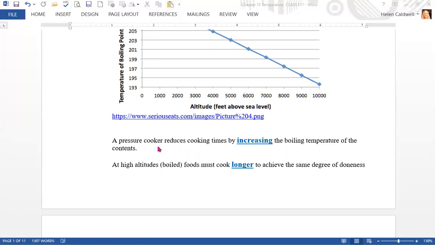So at a high altitude, without an Instapot or a pressure cooker, food has to cook much longer to have the same degree of doneness. So if you're boiling eggs, an egg that's perfect at sea level, boiled for 3 minutes, will not be perfect on the top of Mount Everest. It will be undercooked. The higher you go in altitude, the longer you're going to have to cook food that's boiled, because you have to compensate for that lower boiling temperature.